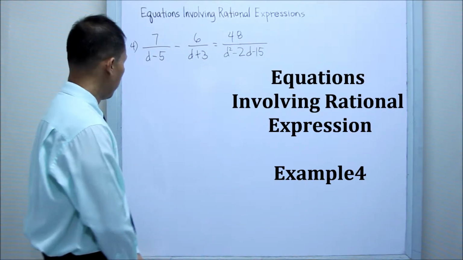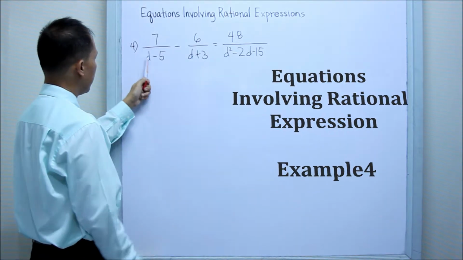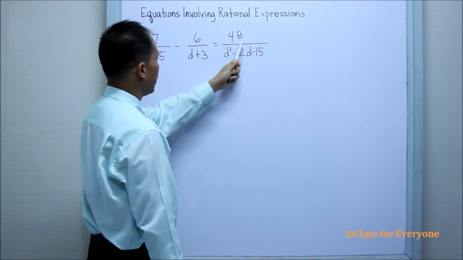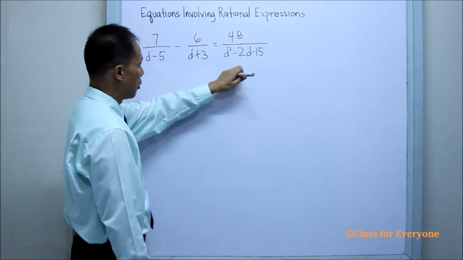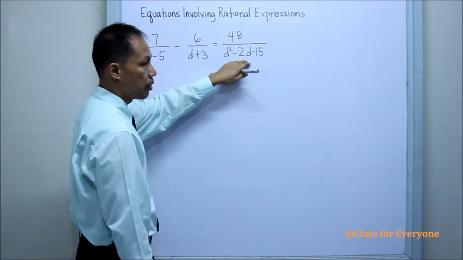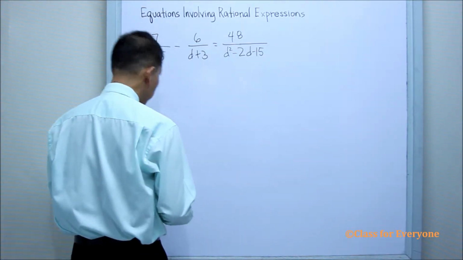Another example, number 4. We have 7 over d minus 5 minus 6 all over d plus 3 equals 48 all over d squared minus 2d minus 15. So we have here a quadratic trinomial. We must factor this first in order for us to identify what is the LCD.